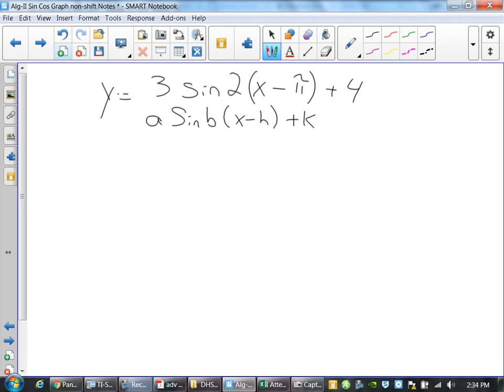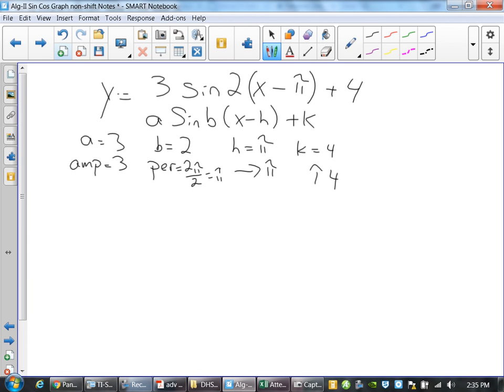Now, if it says x minus h, what does that mean I'm going to do with the h value that's in the parentheses? Opposite. Very good. If it says plus k, it's the same. So what I would do is the same thing. A is 3, b is 2, h is pi, and k is 4. Which means this is going to go right pi and up 4. What's my amplitude? My period is pi.